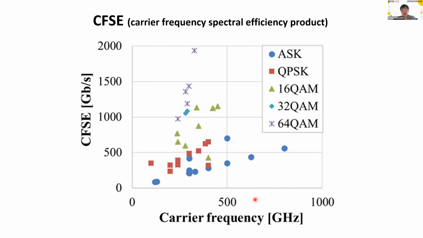If the frequency is higher than 300 gigahertz, CFSC will be getting smaller because when we increase the carrier frequency higher than 300 gigahertz, we have to sacrifice the spectral efficiency. But below 300 gigahertz, we can increase the carrier frequency without losing the spectral efficiency. So the contribution to the mitigation would be at a maximum at 300 gigahertz.